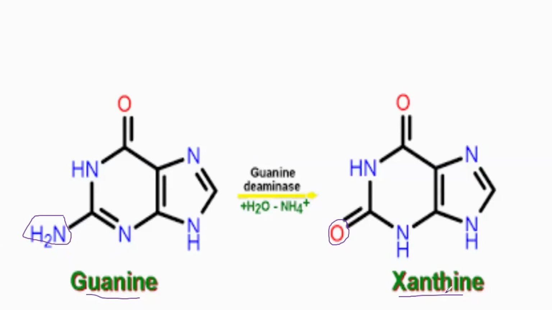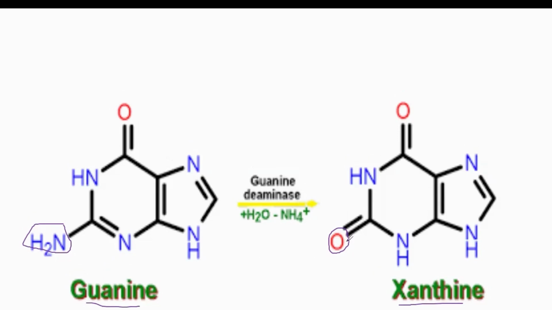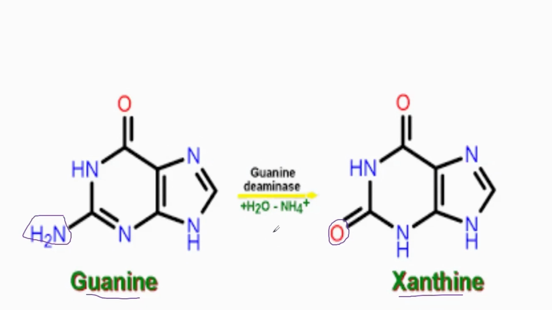I want you to remember that guanine and adenine both have NH2 groups. Their position might differ. But when I'm talking about xanthine and hypoxanthine, they have oxygen instead of those NH2 groups. It's something I want you to remember.